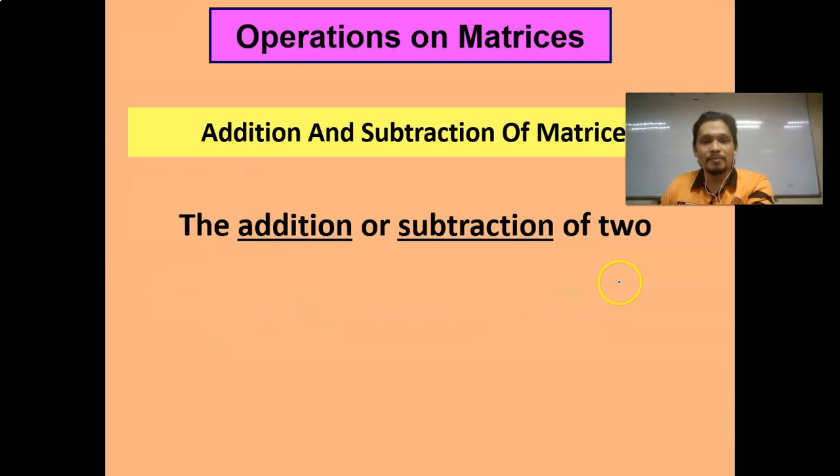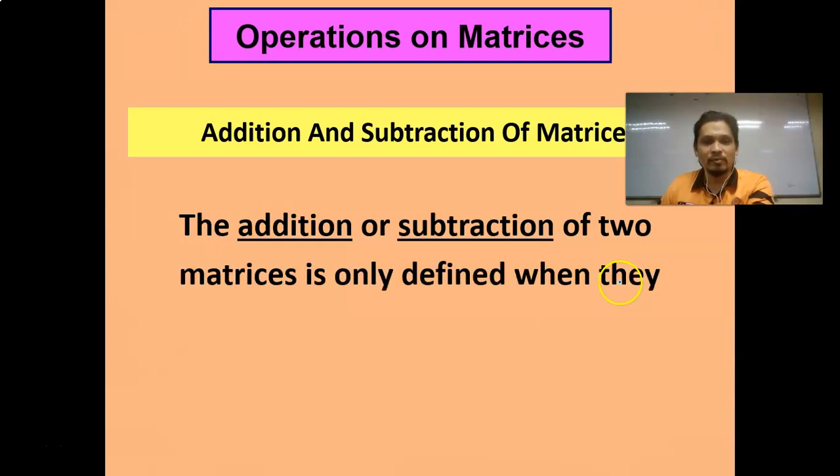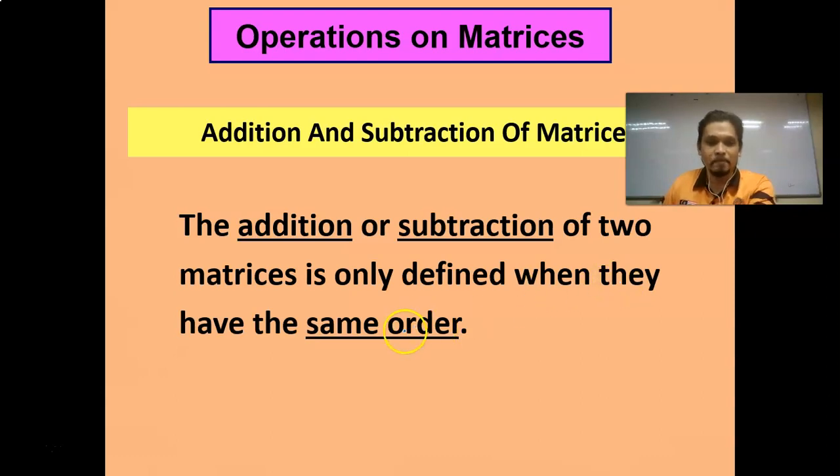Operations on matrices. Addition or subtraction of two matrices is only defined when they have the same order. Same order means that, okay, we're going to look at here.